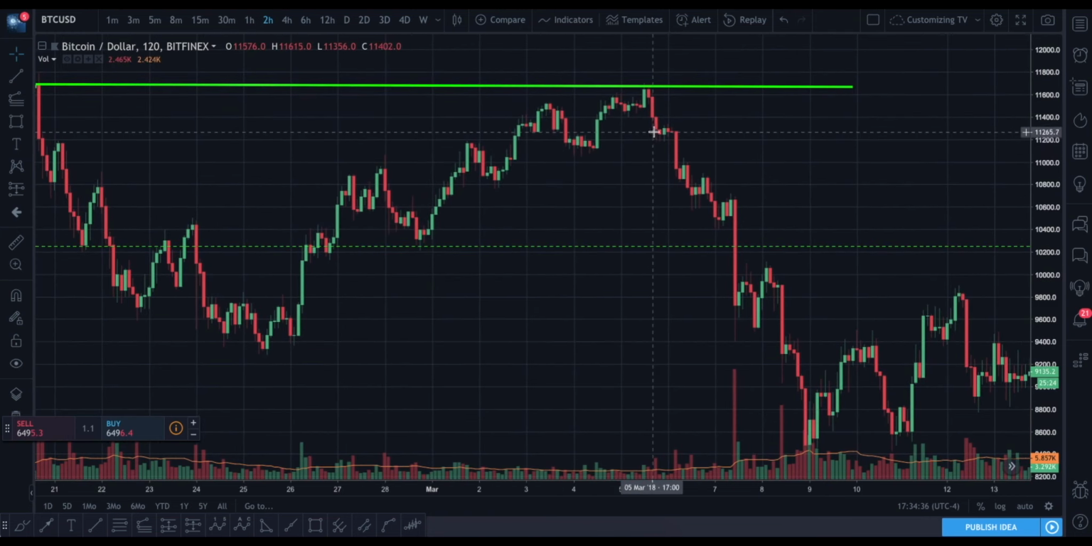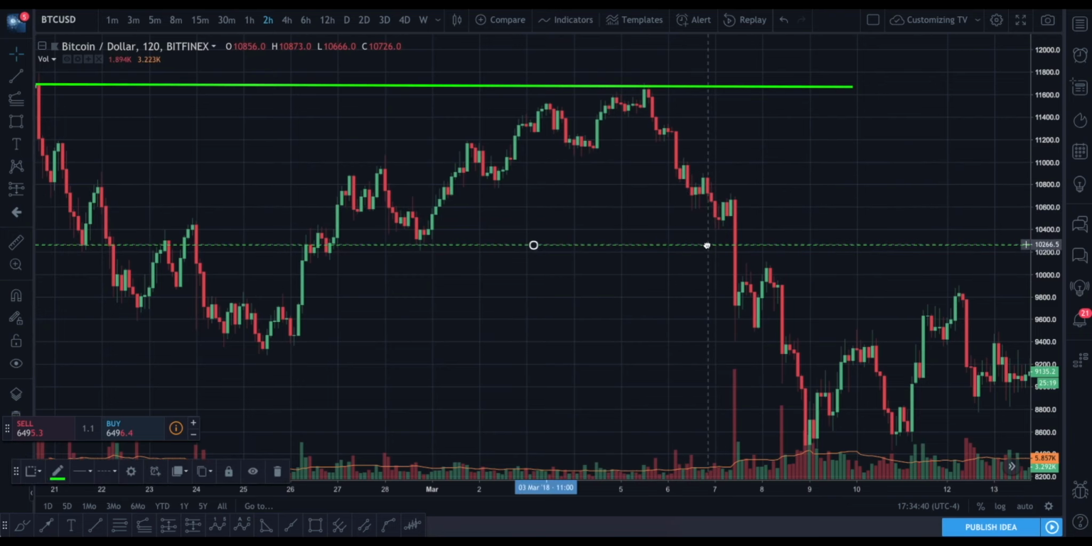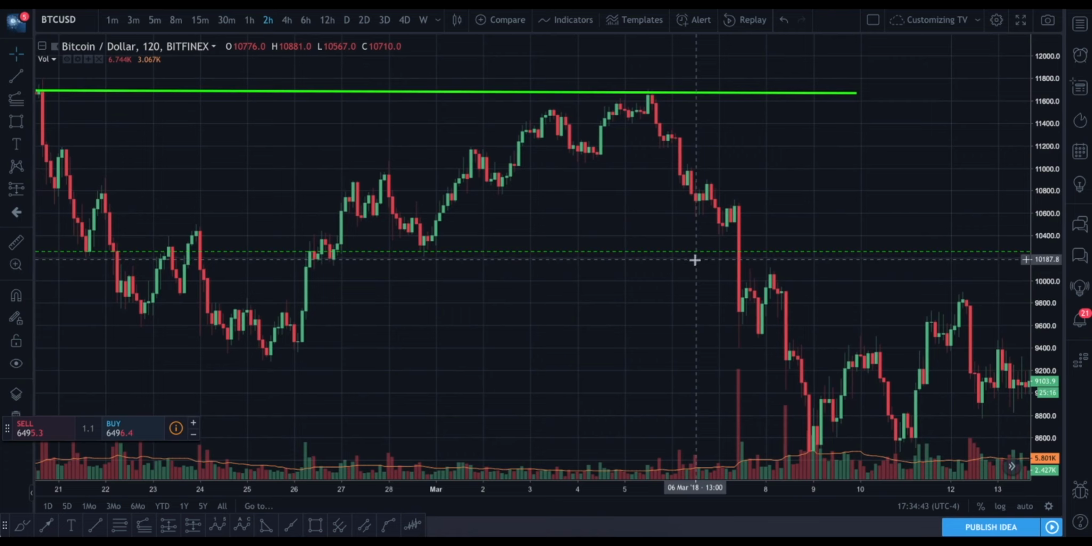So then I wanted to enter it, but I didn't enter here or here. I'm a very cautious trader. I don't like to take unnecessary risks. So here, I wanted to see a clean break of this support, and then I would enter, right?